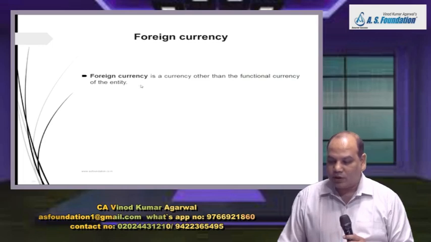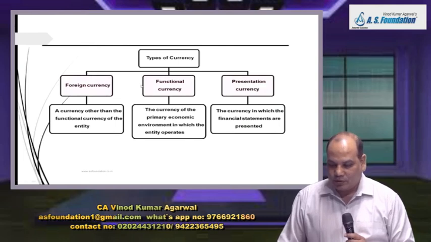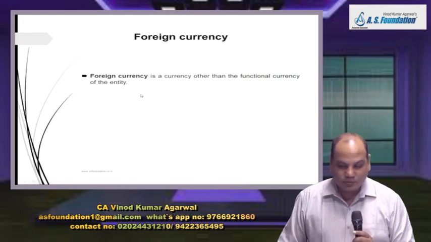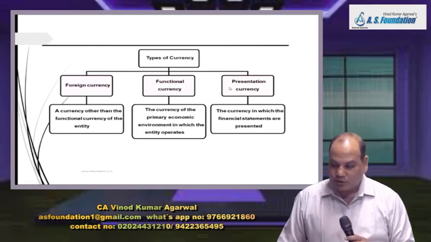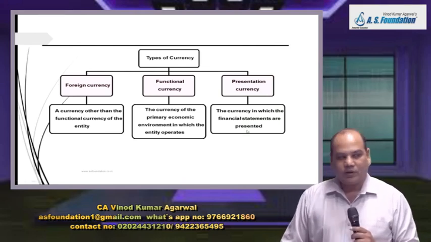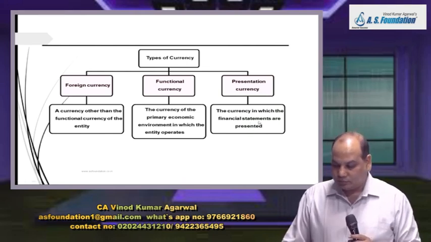Is a currency other than the functional currency of the entity. So in case you have chosen INR as functional currency, then dollar will become foreign currency. But if you have chosen dollar as functional currency, INR will become the foreign currency. So what is the third currency? Presentation currency. Presentation currency is the currency in which financial statements are presented, right?